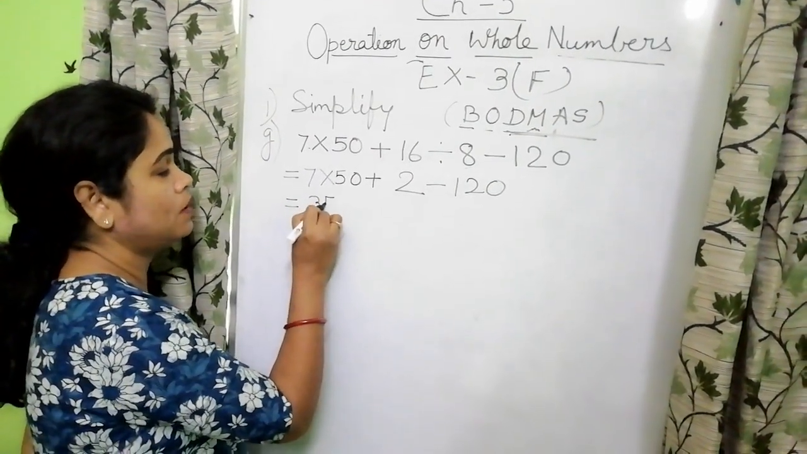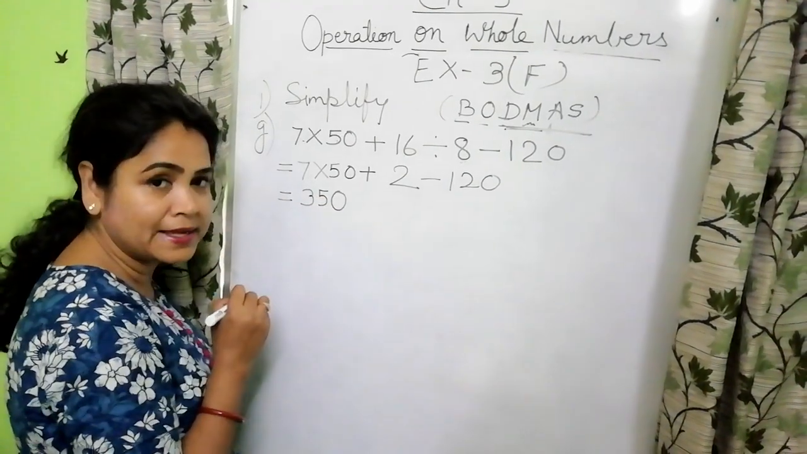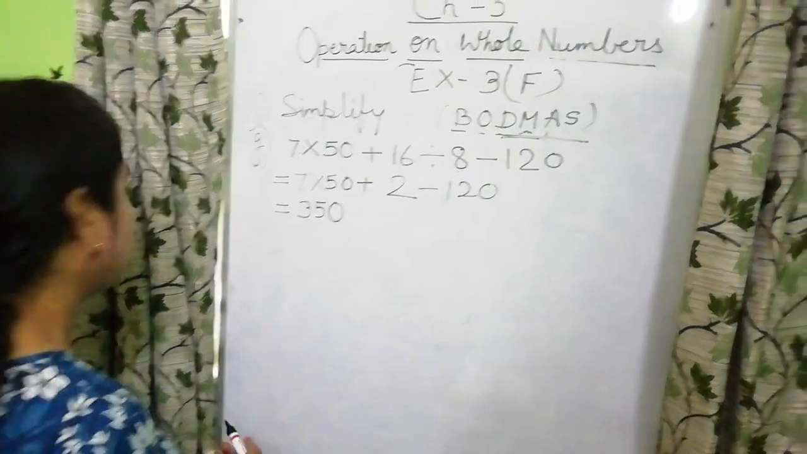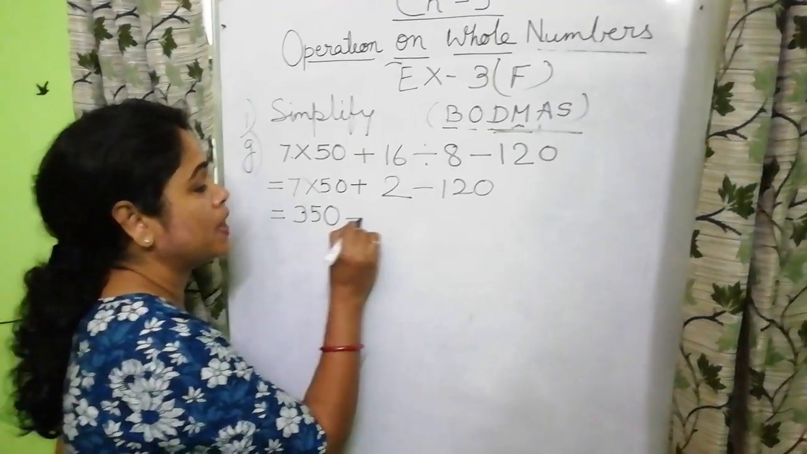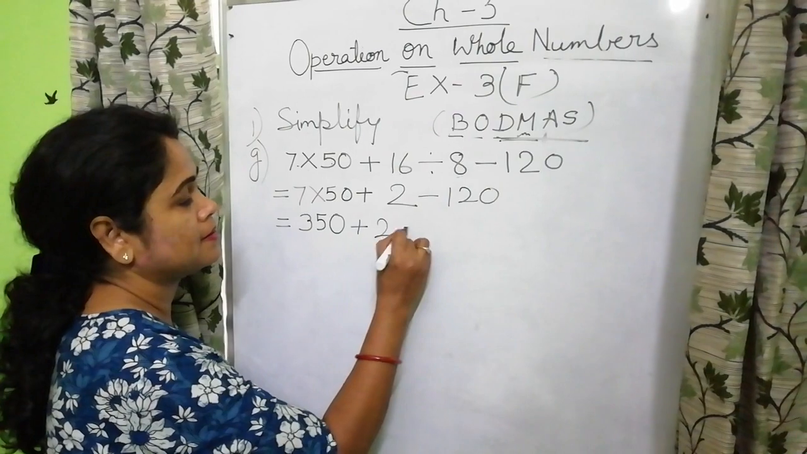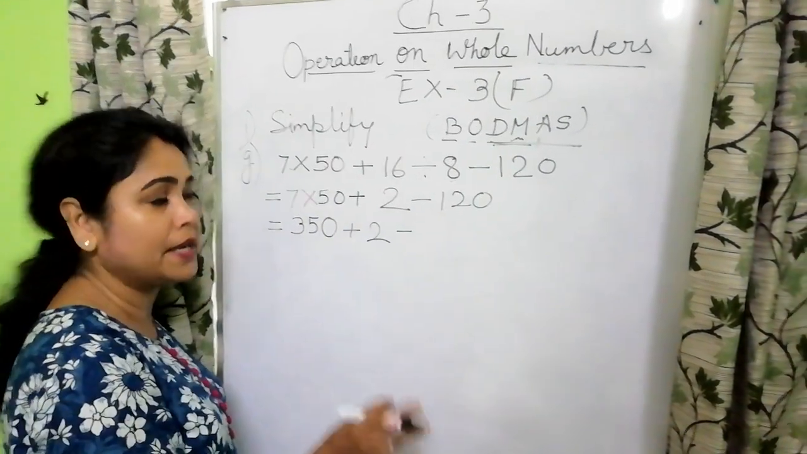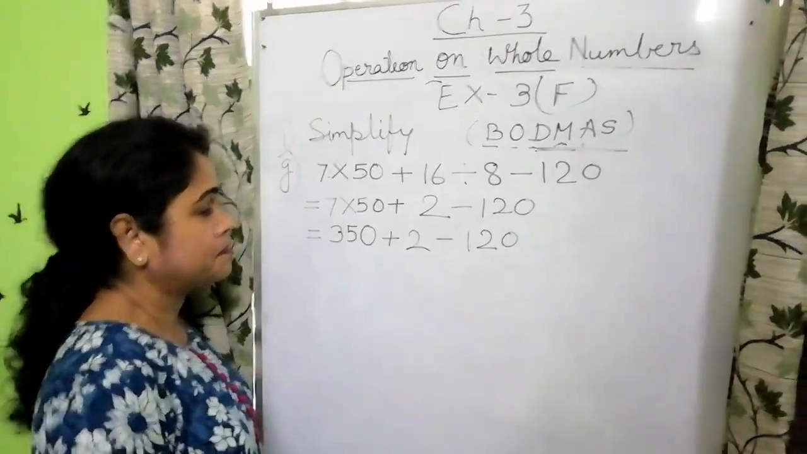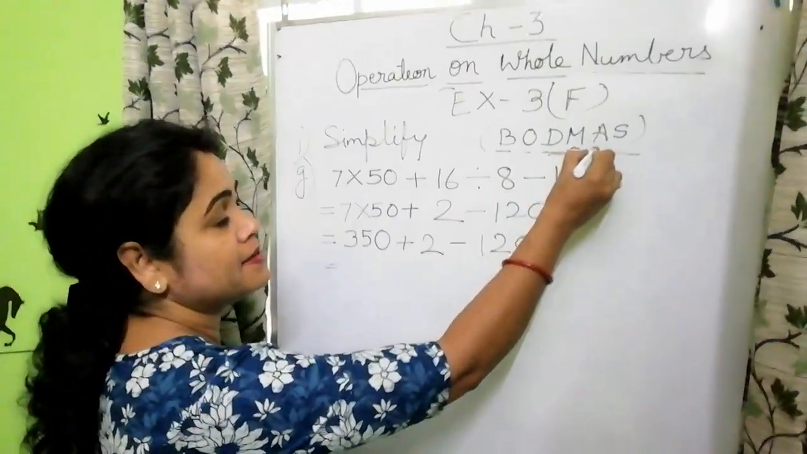So we know the rule. If any number carries 0, we will put 0 at the end and multiply only the digits. Next, the rest we will write as it is. In short we can do it, but it is your beginning, so you do it step by step. So it is 120. Next addition, then subtraction.